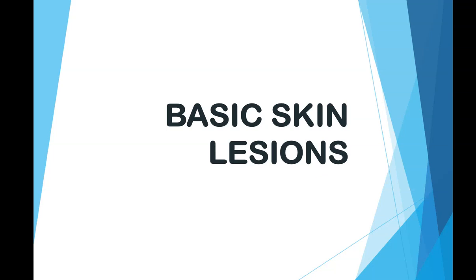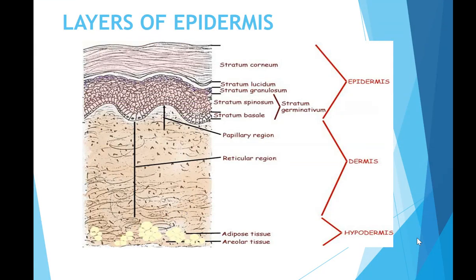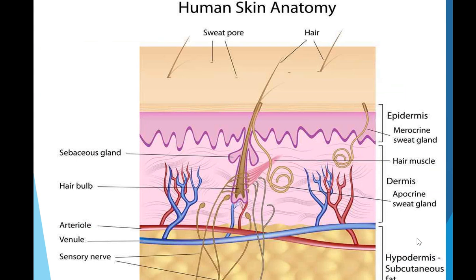So guys, here we are with the basic skin lesions that we have to deal with. First, recapping the basic anatomy that we have so far learned about the skin. As you know, we have the superficial layer that is known as the epidermis, then we have the dermis, and then after that we have the hypodermis. Above the dermis we have the epidermis, and below the dermis we have the hypodermis, and the hypodermis primarily contains the areolar fat and the subcutaneous tissue. Whereas the epidermis contains 5 layers that we'll discuss in the next slide.